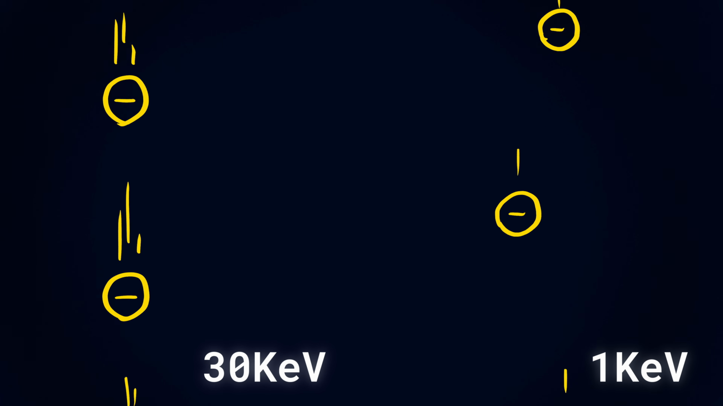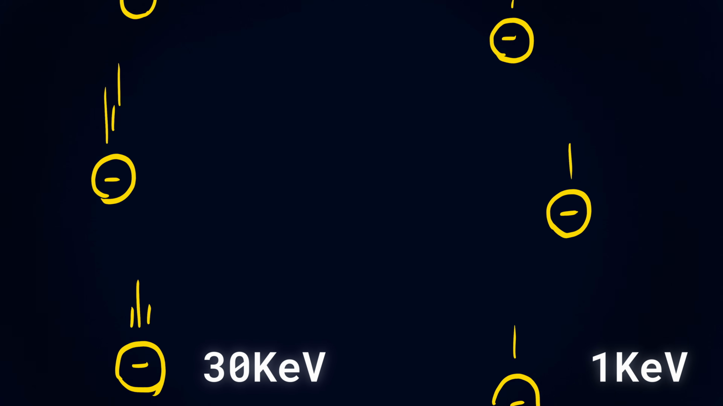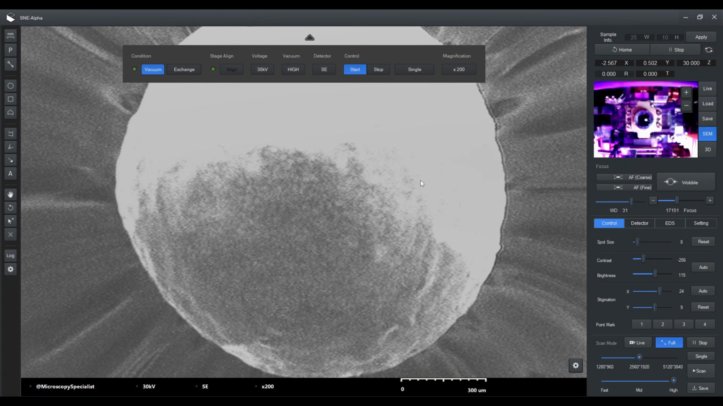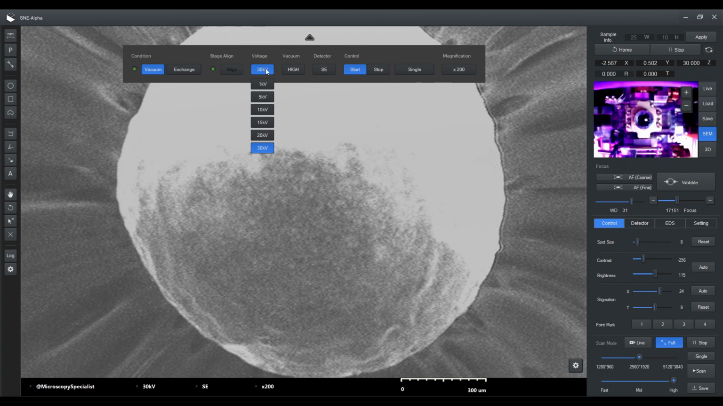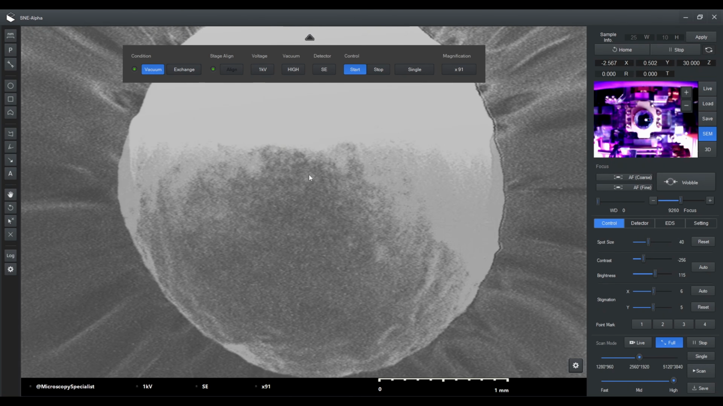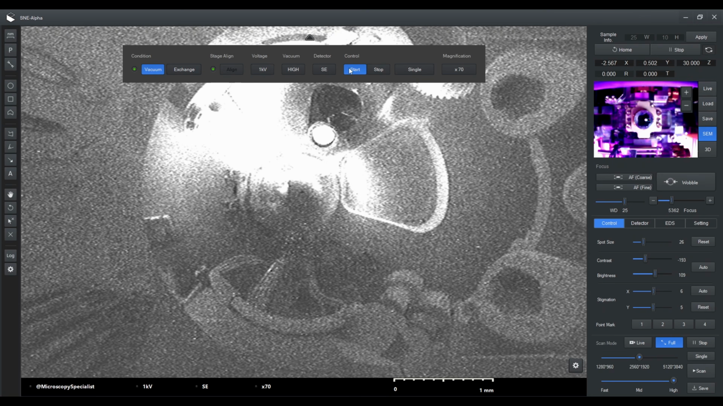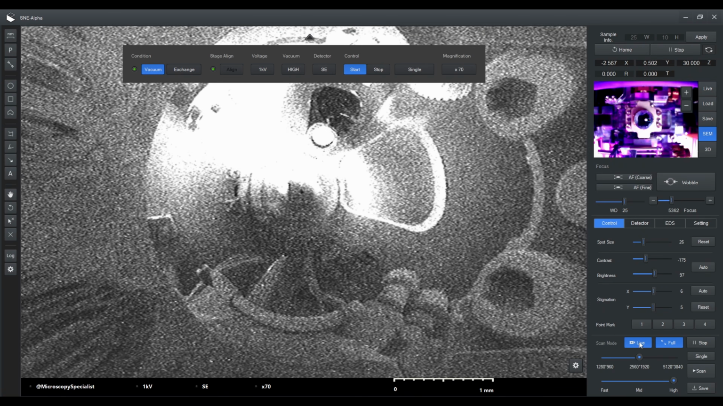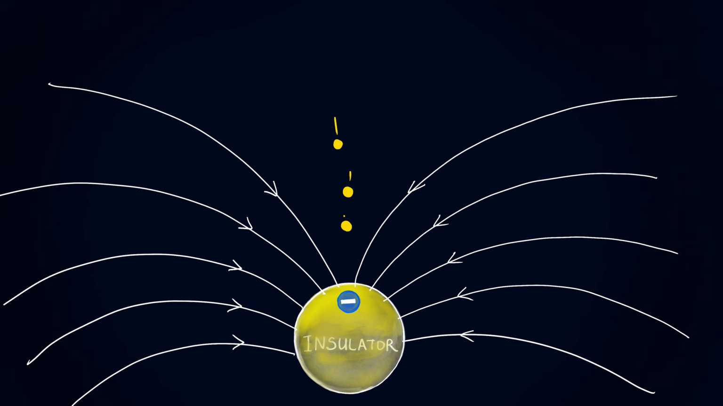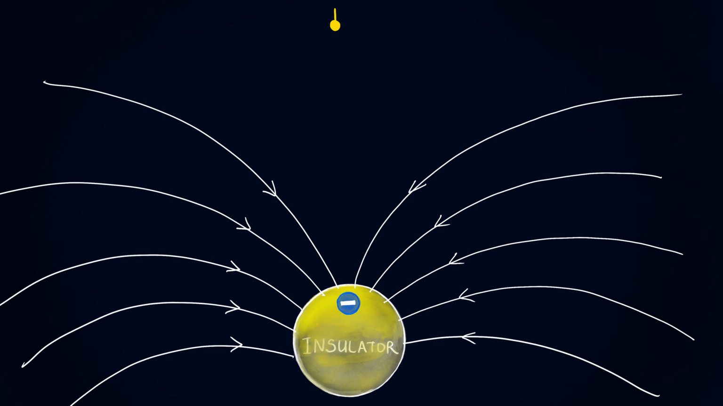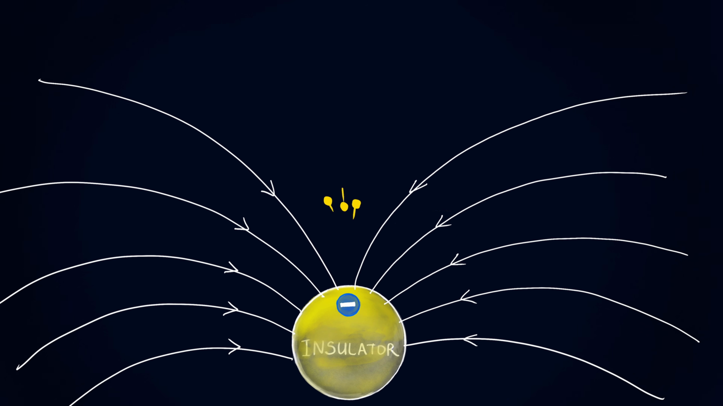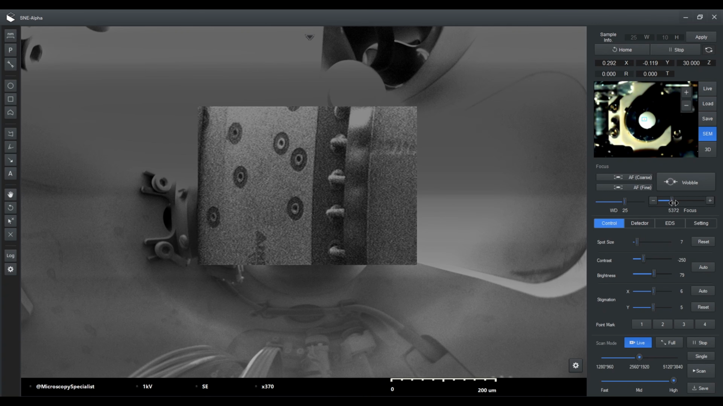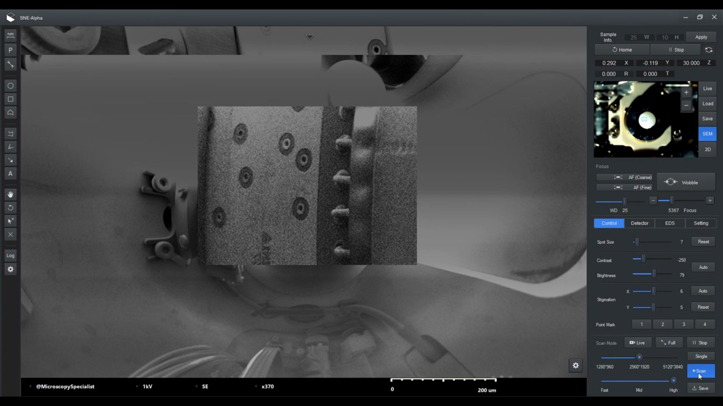Now remember, every electron in the beam has kinetic energy, which depends on the accelerating voltage of the microscope. For example, at 30 kV the electrons have a lot of kinetic energy, so they can still reach the surface. But when we lower the beam energy to something like 1 kV, the electrons become much slower. And if the electrostatic potential of the charged surface becomes larger than the electron's kinetic energy, the electrons simply cannot reach the surface anymore. Instead, they slow down, stop, and then reverse direction. They literally bounce back. This creates what's called an electron mirror.